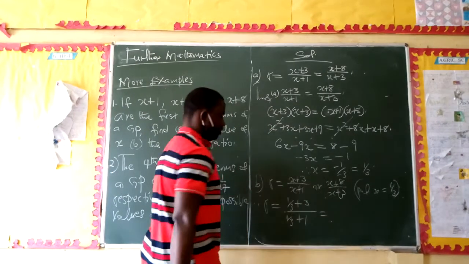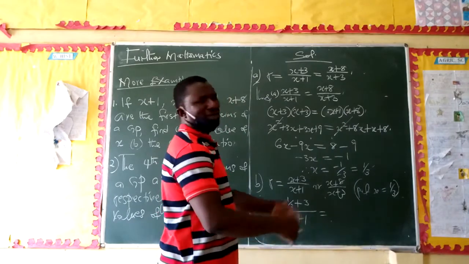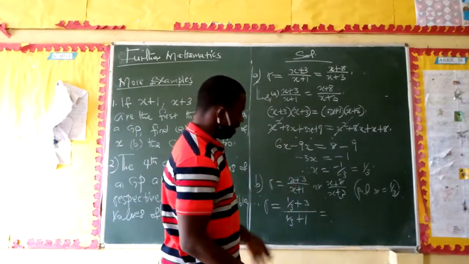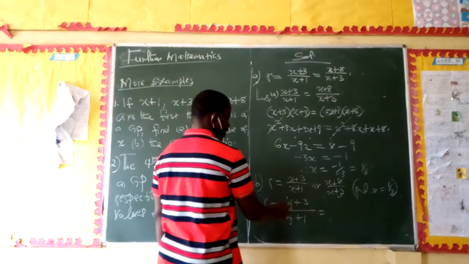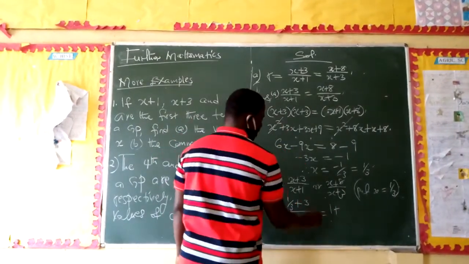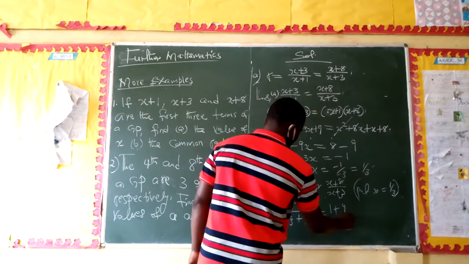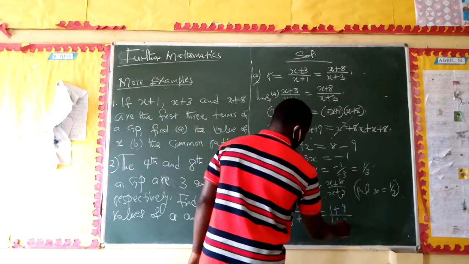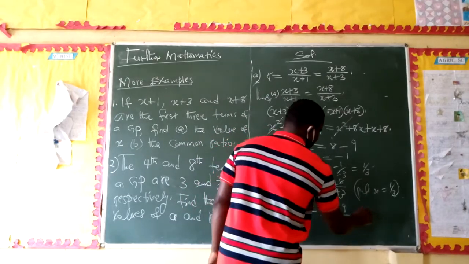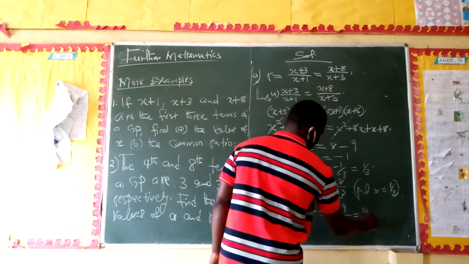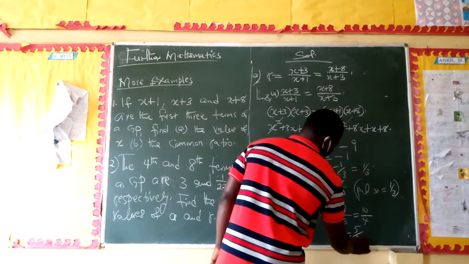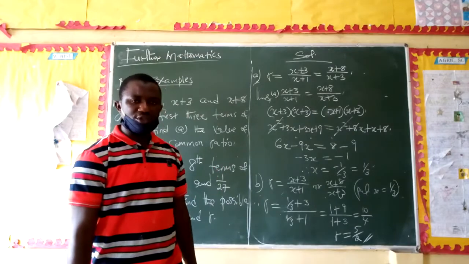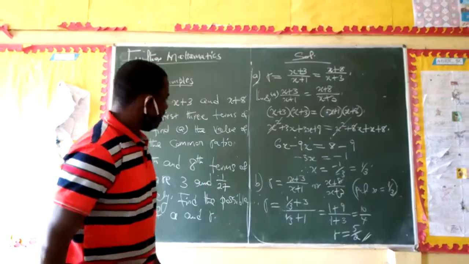So what am I going to do here? I can just multiply top and bottom by the LCM, which is just 3, right? If I multiply this by 3, I get 1. Multiply this by 3, you get 9. Multiply this by 3, you get 1. Multiply this by 3, you get 3. And so you're going to have 10 over 4, which is simply 5 over 2. That's the common ratio. R is equal to 5 over 2. That's the common ratio.